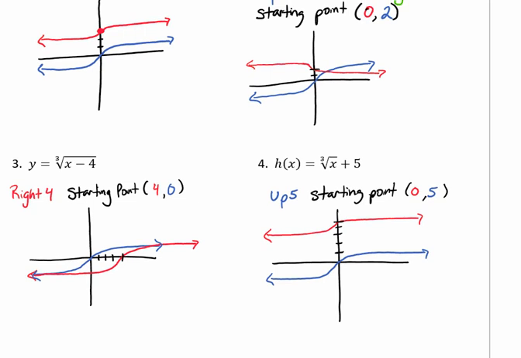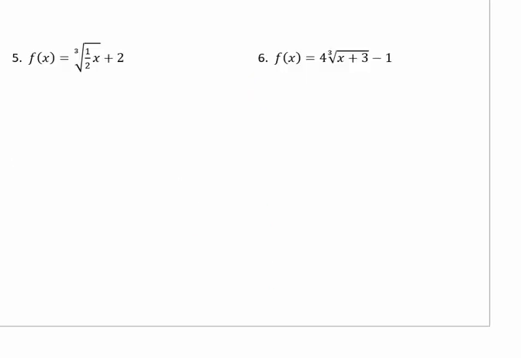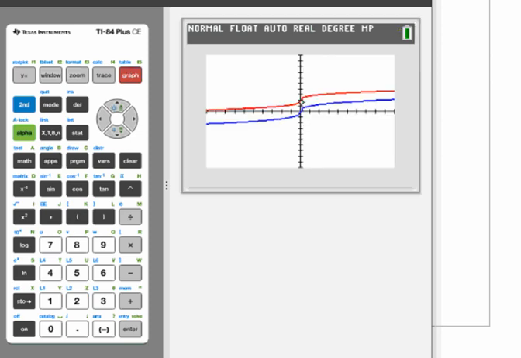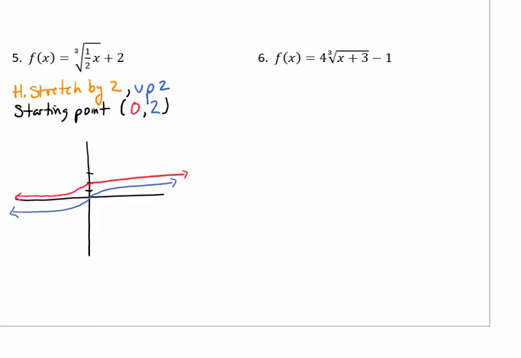Let's go ahead and do 2 more that are a little bit more complex. So here we have f of x equals the cubed root of 1/2 x plus 2. So that 1/2 in the front tells us that we're going to be having a horizontal stretch by 2. And then our plus 2 on the outside is our k, so we're going to be moving up 2. So we don't have an h value, but we do have a k value. So our starting point should be at 0, 2. And if we graph this, we see that in fact our graph does move up 2. We're at 0, 2, and it kind of looks a little flatter than our original parent function graph. So let's go ahead and sketch that.